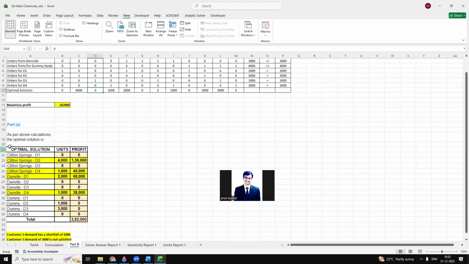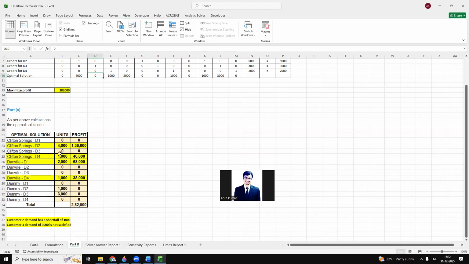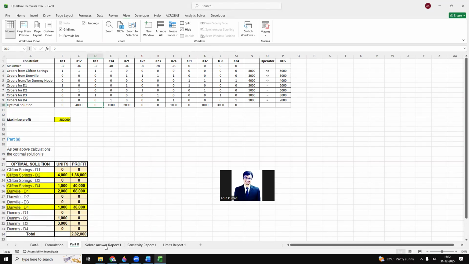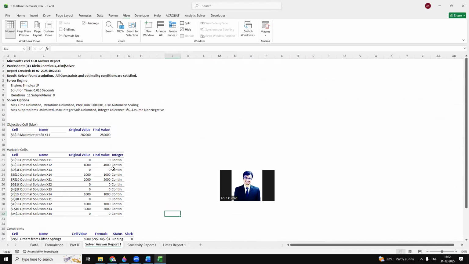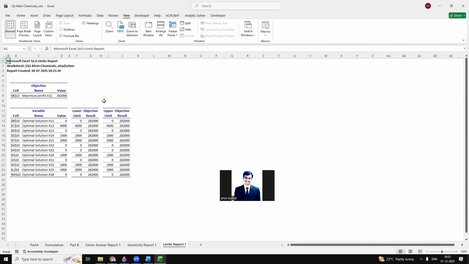Then this one is our calculations. So here in this Excel, there are formulas and the Solver setup which draws the maximization of profit. Then this one is our complete answer, and then this sheet provides us the solution report which has been derived from Solver. So this one is our Solver answer report 1. Then this sheet provides us the sensitivity report, and this sheet provides us the limits report.